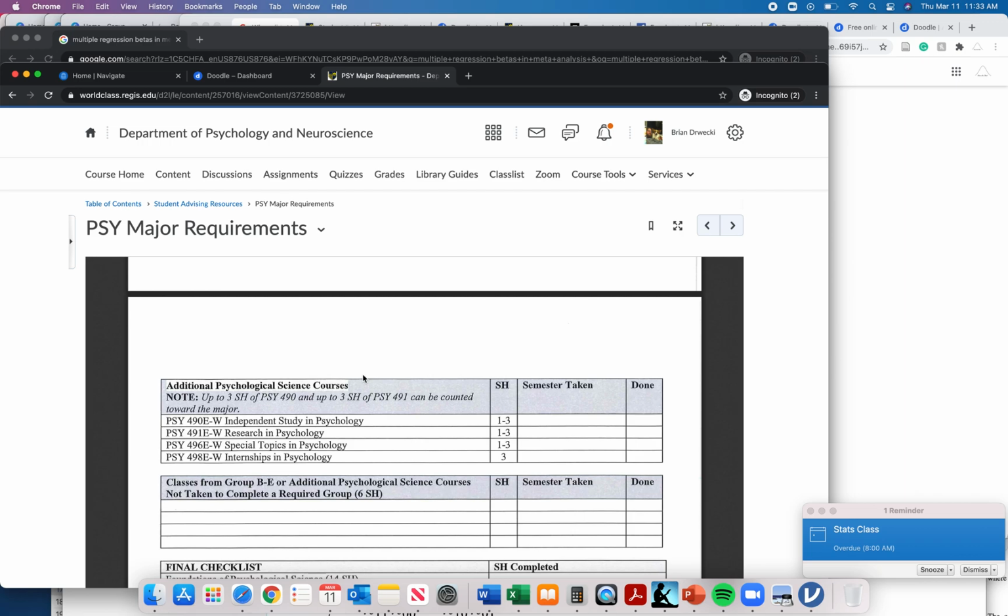Research in psychology, I do recommend that. Get involved in research if you want to be a PhD in anything clinical. If you want to be a PhD in clinical, you need to do research in psychology. It doesn't have to necessarily be clinical, that's a plus, but you're going to want to be doing research.